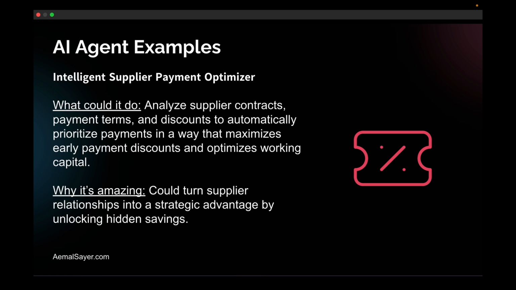Supplier payment optimization is a big thing. A lot of suppliers have different types of schemes. If you pay them fast, they give you some discounts. So this could be an area where an AI agent can help a lot.